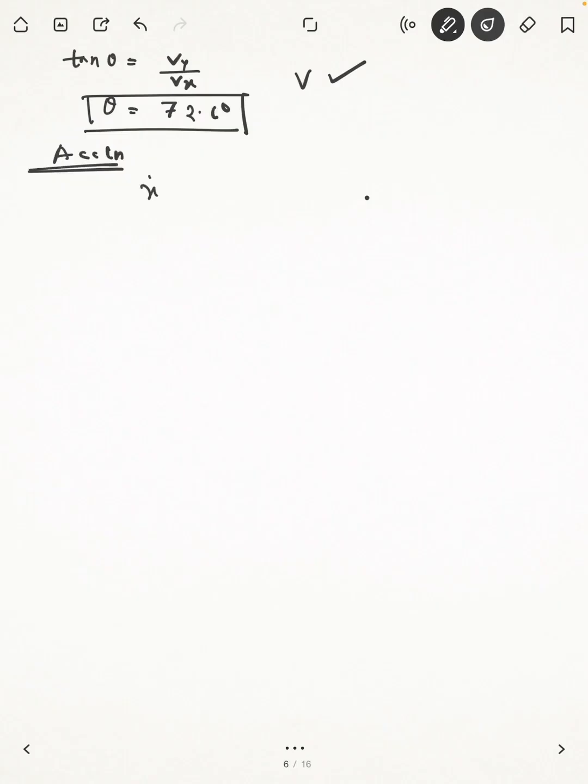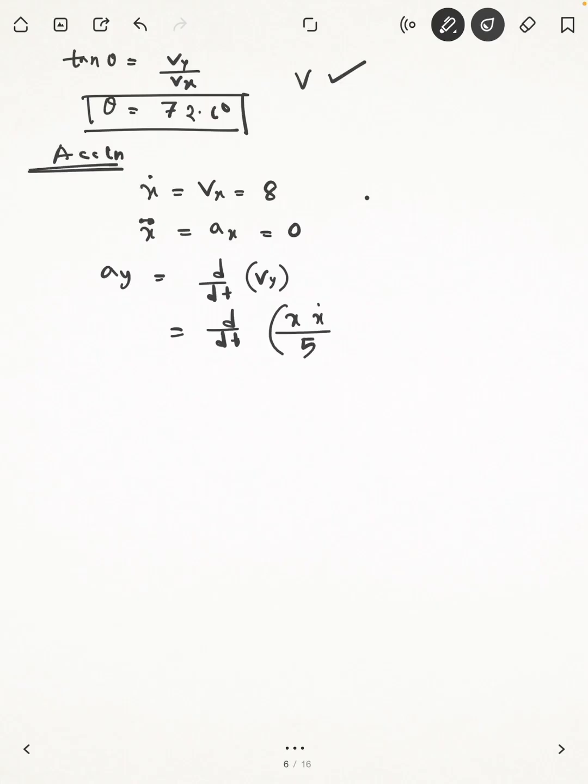We have x dot, vx, as 8, so what should be x double dot? It should be ax, and it should be 0, because if we take the time derivative of a constant, it will be 0. So x double dot, ax, is 0. And what should be your ay? Ay would be the time derivative of vy. Our vy is x x dot divided by 5. So these are two functions. You have to differentiate considering x and x dot as two functions.